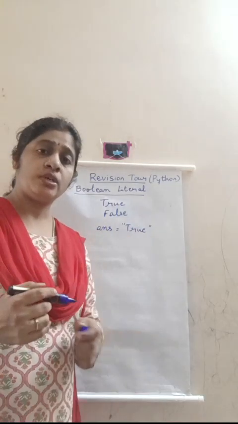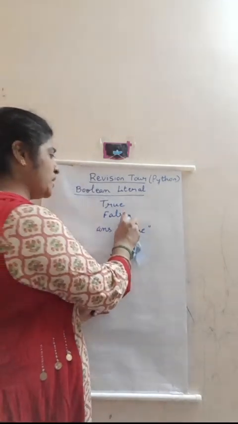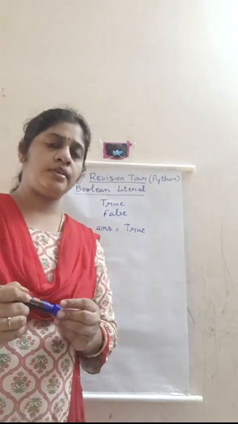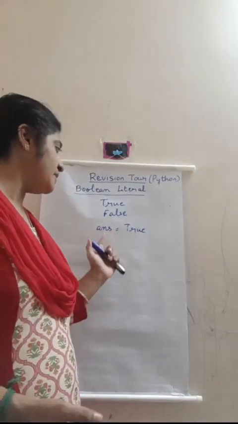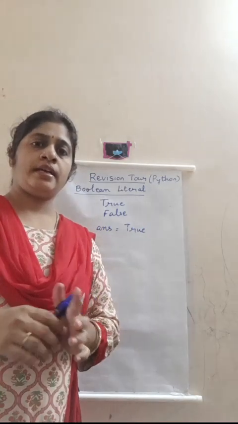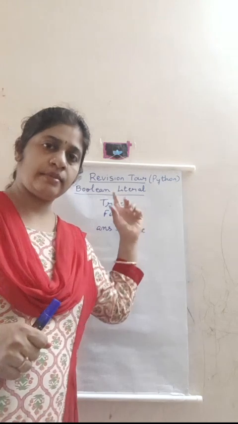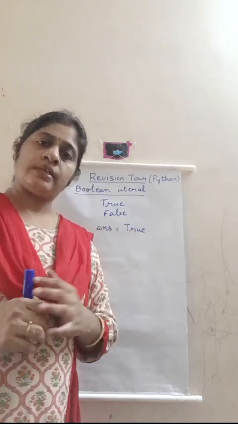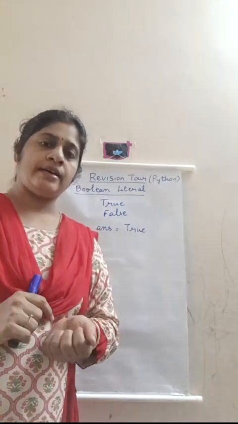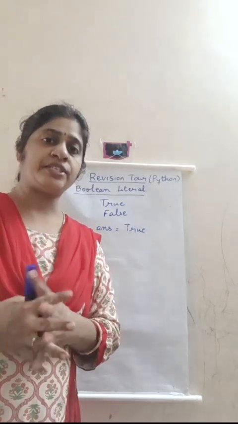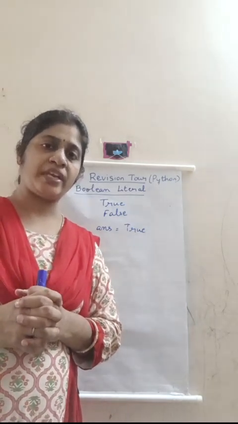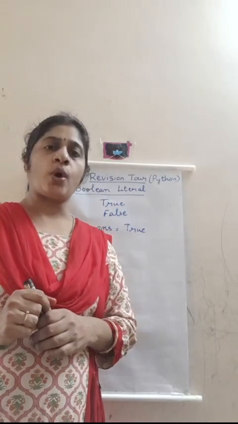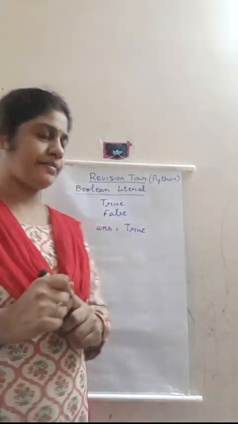If answer is equal to true, you need not put double quotes, you can directly write true. So if you want to check the condition, if answer is equal to true, then you can use the Boolean literal. That is, true is a Boolean literal. So you can use Boolean literals in loops and also in if conditional statements. So this is about Boolean literals. And finally we have a special literal called None.